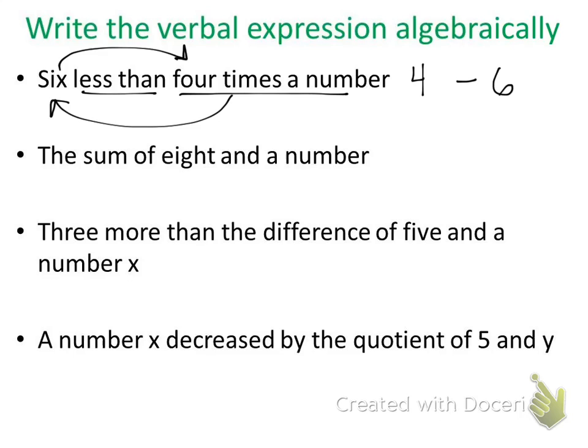Now, if they were specific and said a number x, you would use the variable x. But they didn't tell you what variable to use. So you can use any variable you'd like. If you want to use A, C, D, G, X, Y, I really don't care as long as there's a variable. So I'm just going to use X because that's well known. 6 less than 4 times the number. So this is exactly how you would write this.